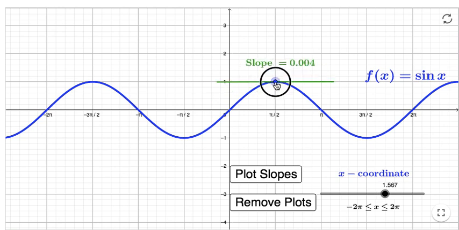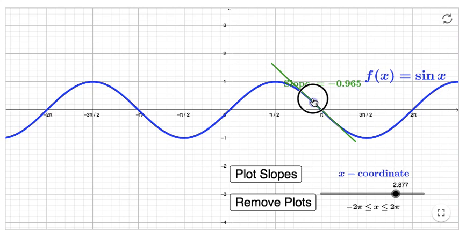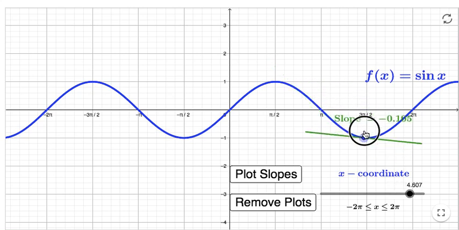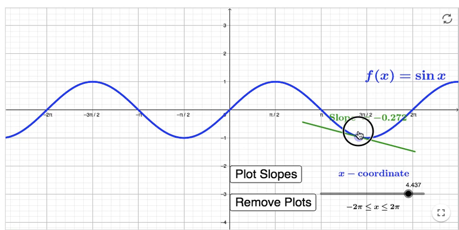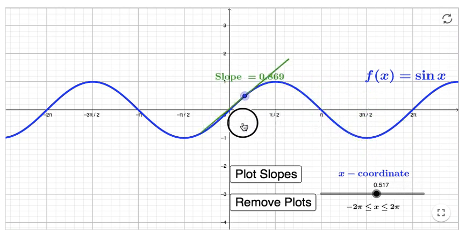Now notice, and this isn't sitting perfectly, but at pi over 2, the slope is 0, right? We have a rounding error there, but the slope is 0. At pi, we have a slope of -1. At 3 pi over 2, we have a slope of 0 again. And at 2 pi, we have a slope of +1. Now, ultimately, that should seem pretty familiar to you guys.